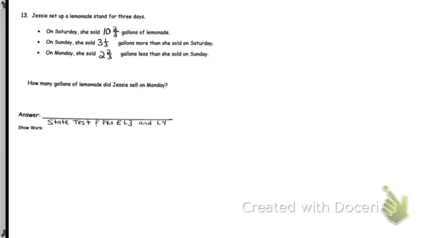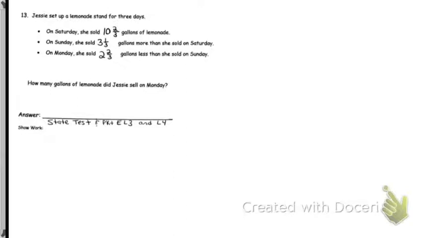Let's take a look at number 13. Jesse set up a lemonade stand for 3 days. So I'm picturing a lemonade stand with a person named Jesse. Remember reading whole numbers. So on Saturday she sold 10 gallons of lemonade. On Sunday she sold 3 gallons more than she sold on Saturday. And on Monday she sold 2 gallons less than she sold on Sunday. Question says, how many gallons of lemonade did Jesse sell on Monday?